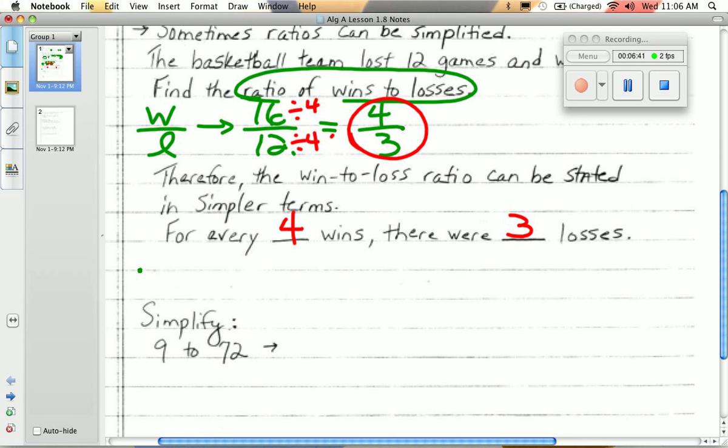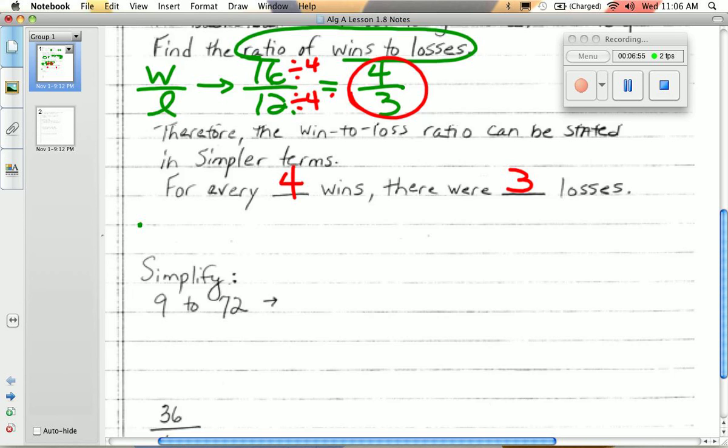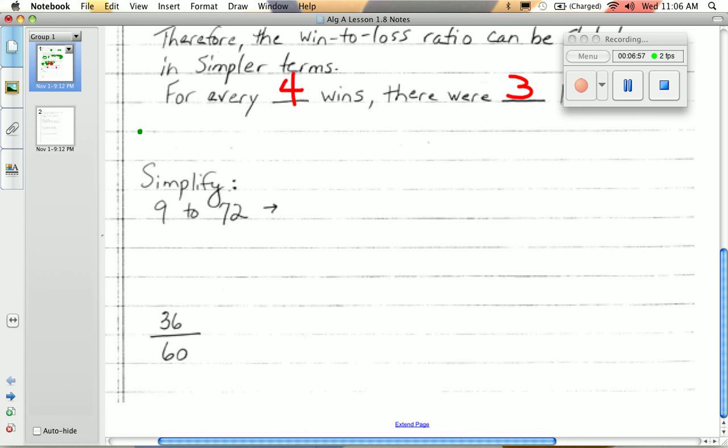How many games did they play altogether, by the way? 28. Yeah, 16 plus 12, they played 28 games altogether. So we could also break it down and talk about it in chunks of, for every 4 wins, there were 3 losses.